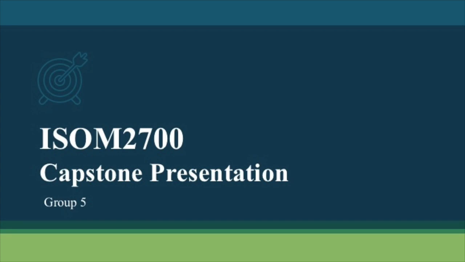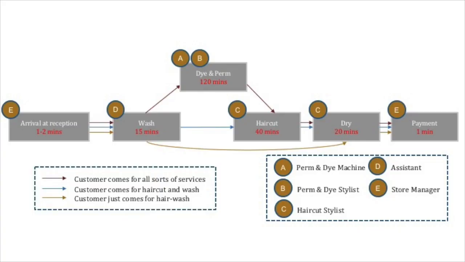So now allow me to go through the process diagram we have prepared for a normal barbershop in Hong Kong. We think that there are three kinds of customer requests in a barbershop. Following the red arrow, the customer comes for all sorts of services. Firstly, they arrive at the reception, and then they go to hair wash by their assistant. Then they go for dye and perm, followed by haircut and drying. And at last, they go for settling the payment. This is the most full package service that a barbershop could have.